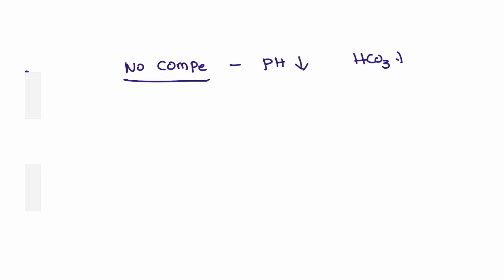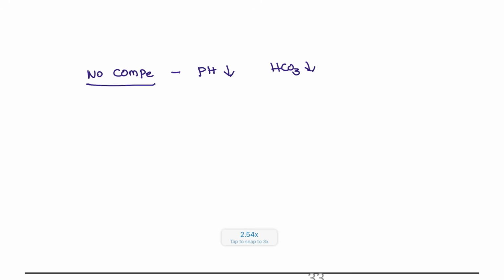Remember the simple formula for the compensation. First, sometimes there is no compensation. In no compensation, the patient's pH will be decreased, acidosis, and so is the HCO3, because this is the metabolic condition. For this metabolic condition, what has to be compensated? Respiratory, but the respiratory is normal here. So no compensation is happening from the side of the respiration.